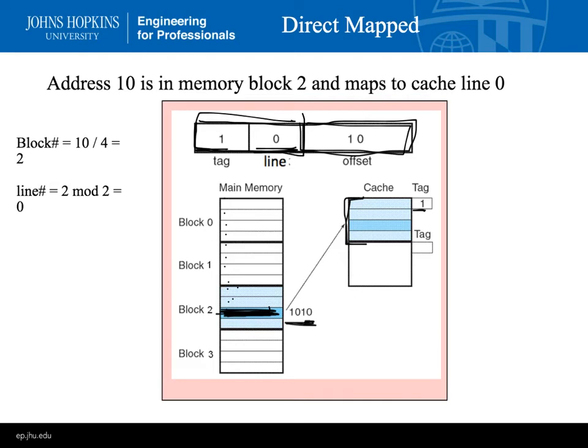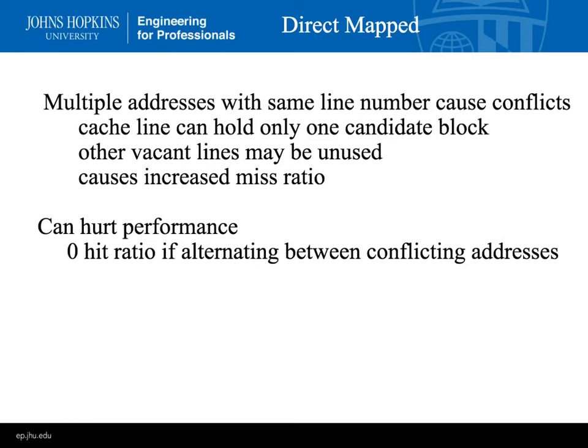If I were putting it in the cache, I would put it in line 0 with a tag of 1. So as we saw, multiple addresses map to the same line number, and that can cause conflicts. A cache line can only hold one candidate block. So the two problems with this are that the cache might not even be full because some lines never matched, and this can cause performance hits.